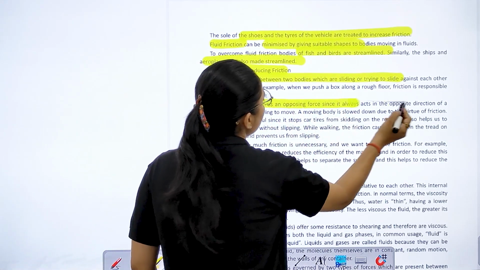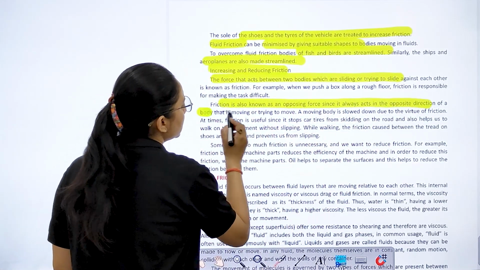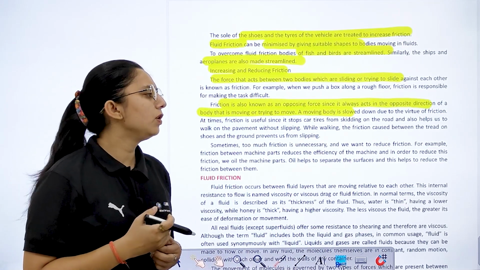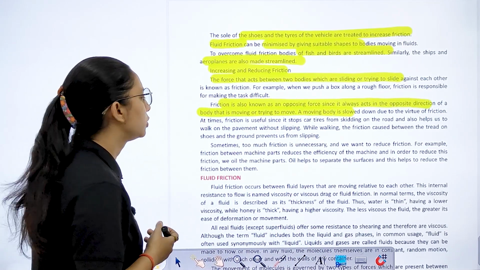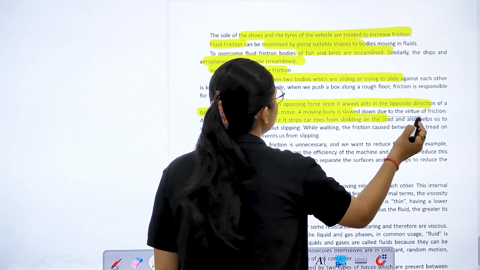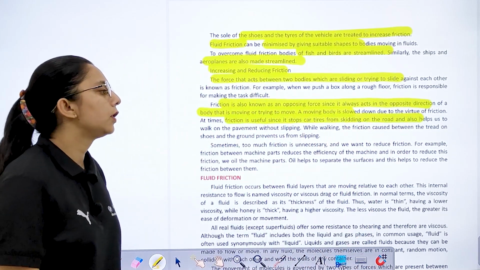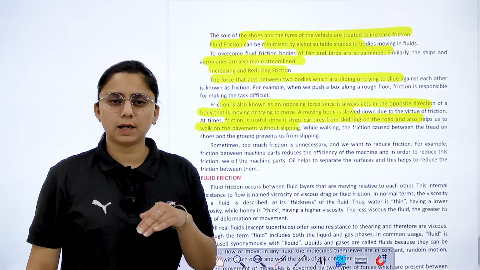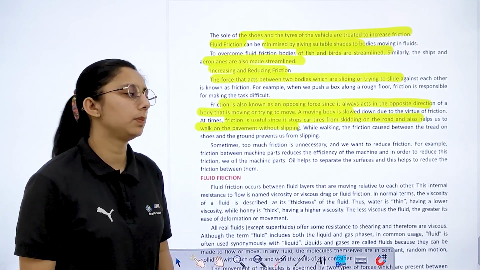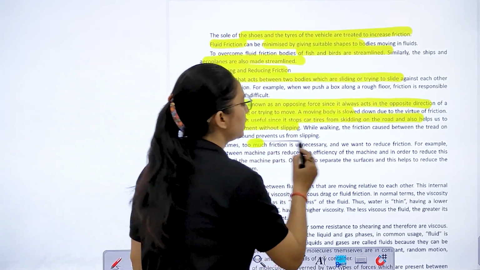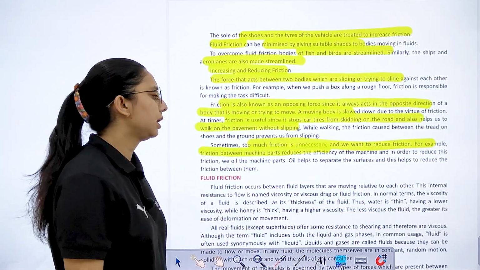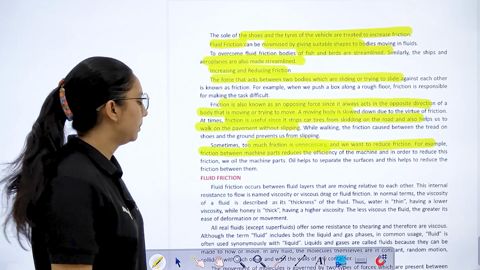Friction is also known as an opposing force since it always acts in the opposite direction of the body that is moving or trying to move. A moving body is slowed down due to friction. Friction is useful since it stops car tires from sliding on the road. And what else does it help with? To walk on the pavement. You can easily walk on the pavement without slipping. Sometimes too much friction is unnecessary and we want to reduce it. Friction between machine parts reduces the efficiency of the machine.